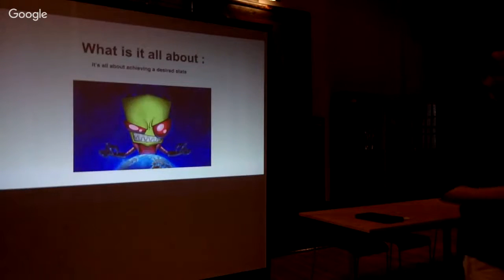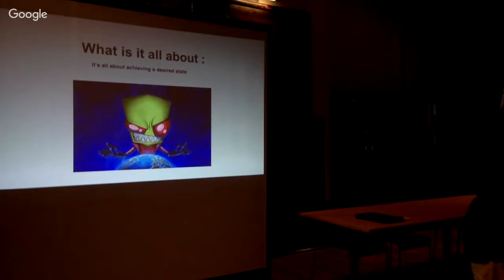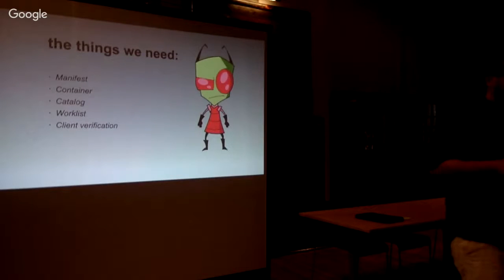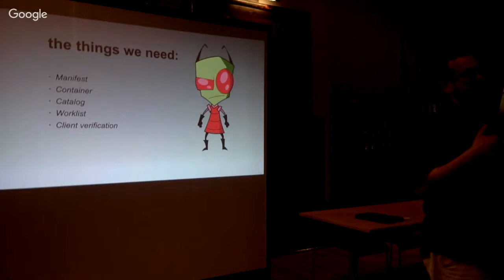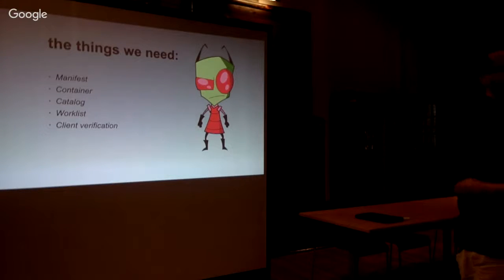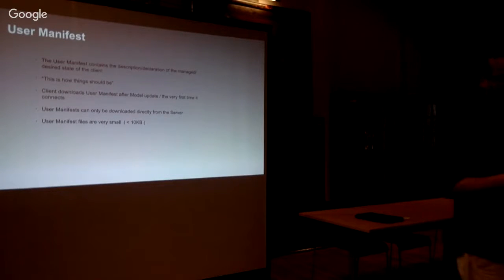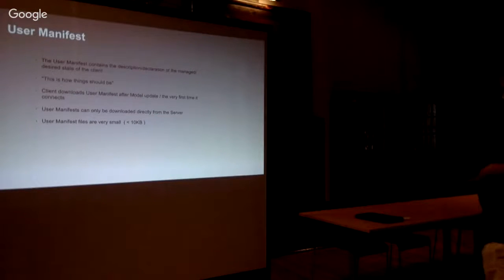So from my side, what is it all about? It's about achieving a desired state. Basically you have something in mind you actually want to have on all those clients. And what does it need? Most of the time you set it up, or at least that's how I know it, you have a manifest, a catalog, a container, a work list, and a client will be fine. So the manifest contains a description or a declaration of the managed or desired state of the client. So that's how it should be. You set that up, and then it gets downloaded.